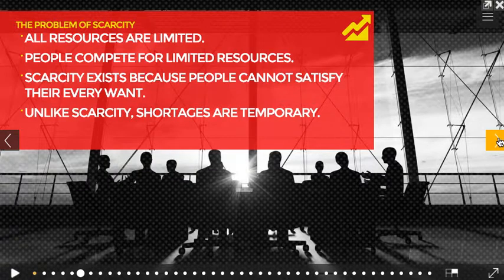The problem of scarcity. All resources are limited. People compete for limited resources. Scarcity exists because people cannot satisfy their every want. Unlike scarcity, shortages are temporary.